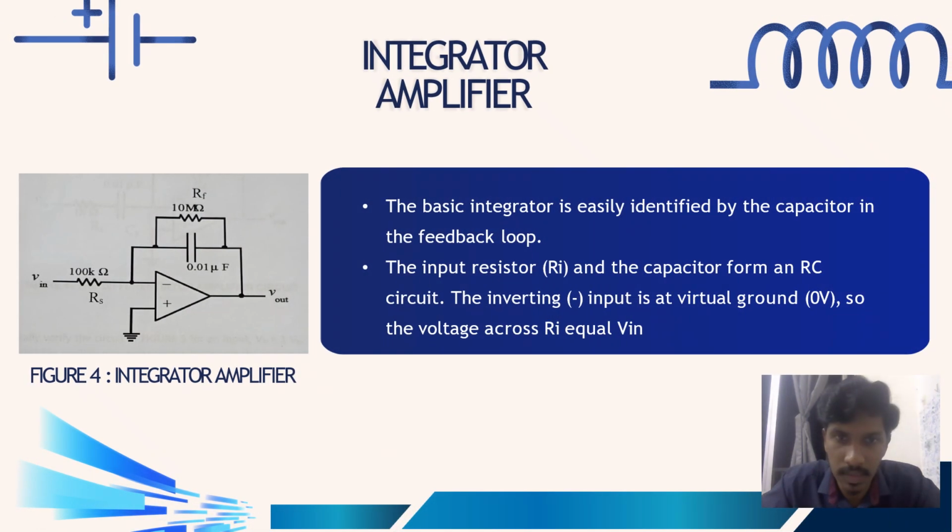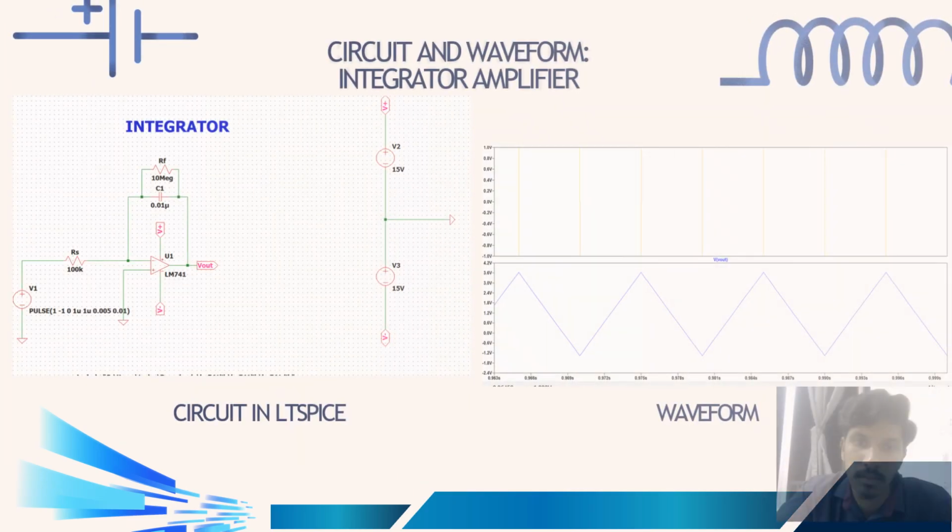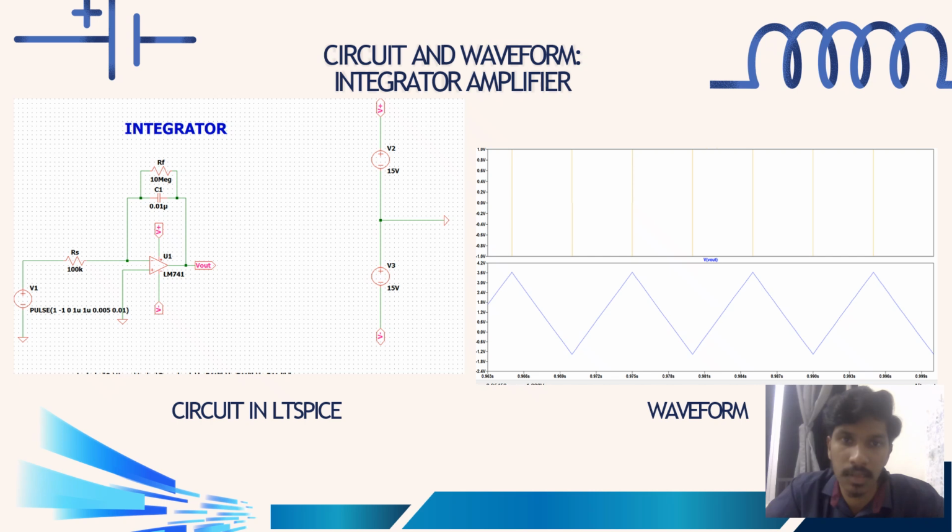The third one is the integrator amplifier. The integrator amplifier converts a signal into its area over time. It turns a square wave into a triangle wave and a pulse into a sloping line. So this is the circuit and the waveform of the integrator amplifier. Now we will go into the simulation.